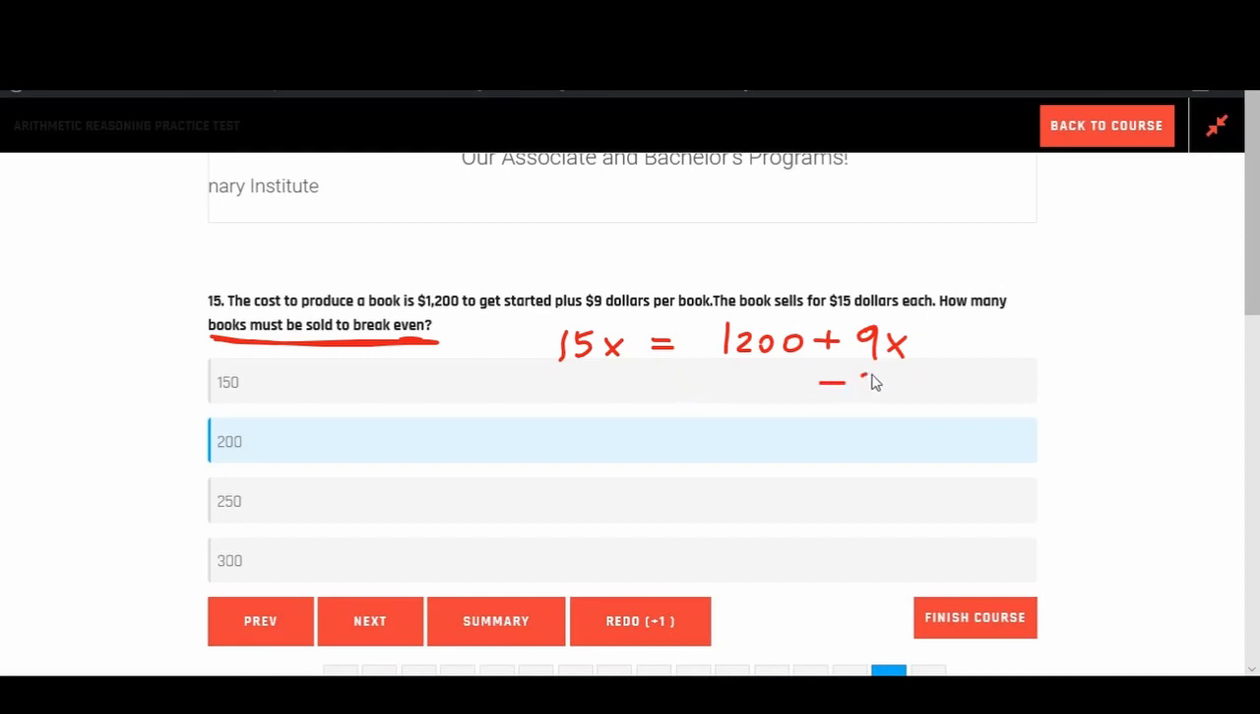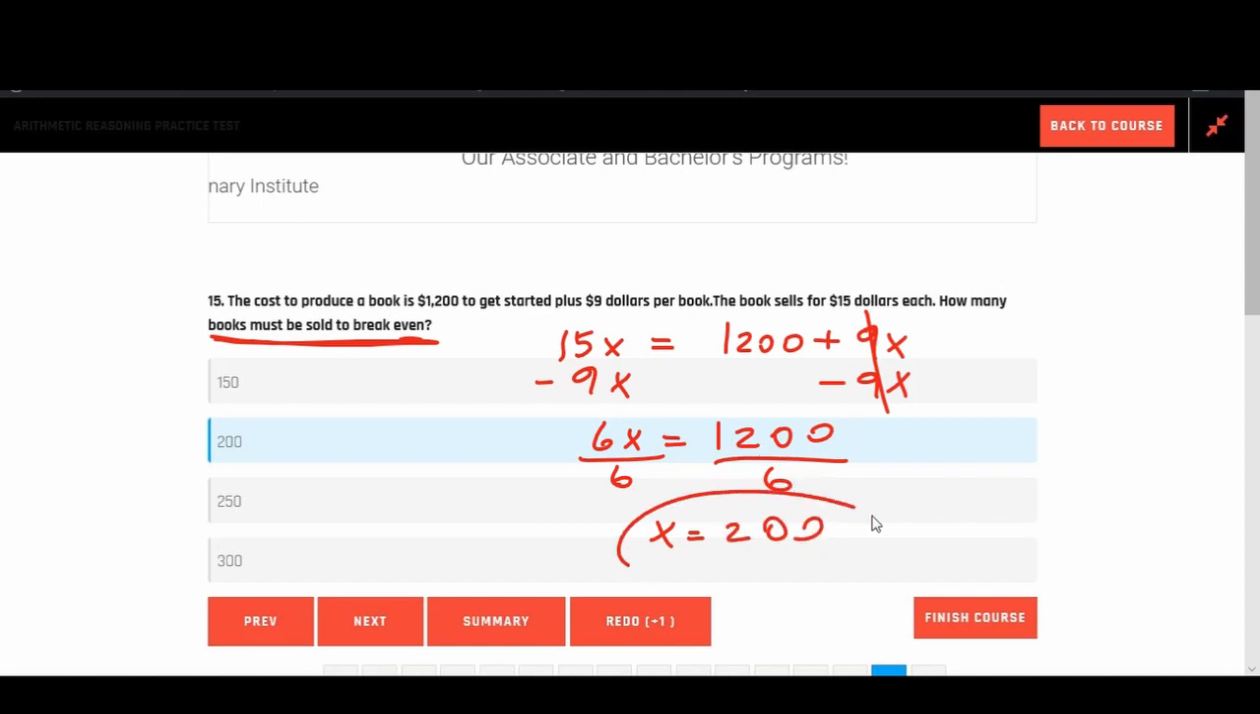To do that, I'm going to take 9x and move it over here. This crosses out. 15 minus 9 is 6x equals 1,200. Divide both sides by 6. Left with x equals 1,200 divided by 6. 12 divided by 6 is 2. Just drop down those 2 zeros. So we can see that in order for the publisher to break even, they would have to sell 200 copies of the books to do so. So that's that one.